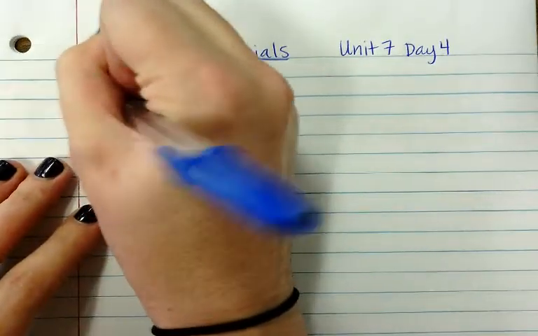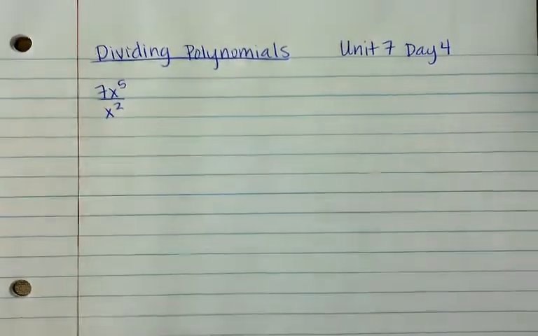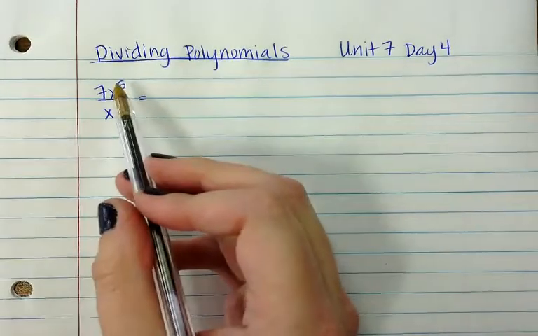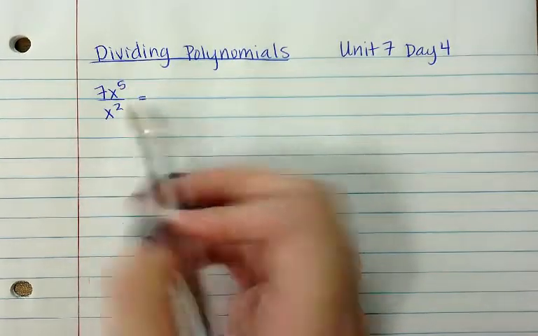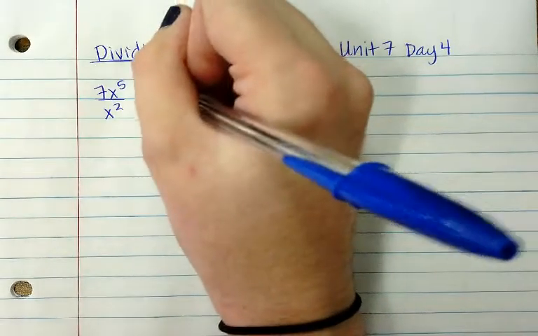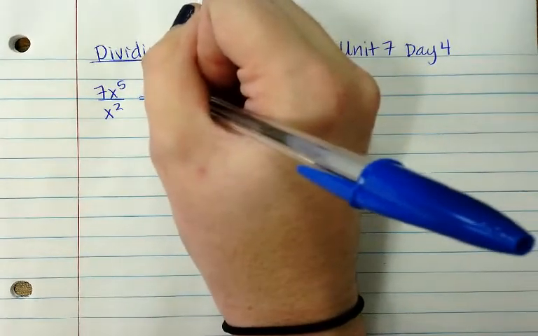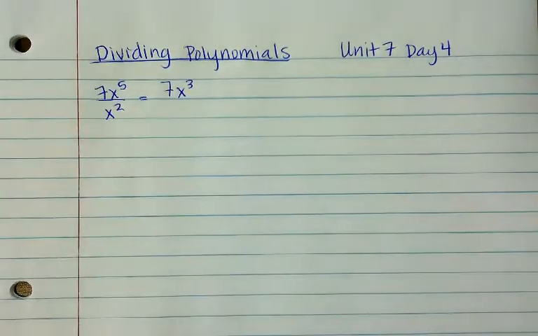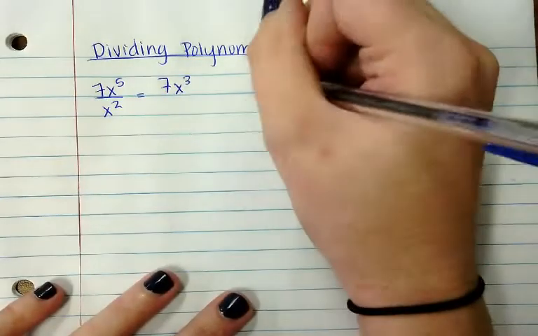So if we have something like 7x to the 5th over x squared, how would we simplify this guy, y'all? What do we do to those exponents? Do you guys remember? We subtract them, right? And the larger exponent is in the top. So x to the 5th divided by x squared would be x to the 3rd. And our 7 is still in that numerator there, right? So 7x to the 5th over x squared reduces down to 7x cubed, all right?